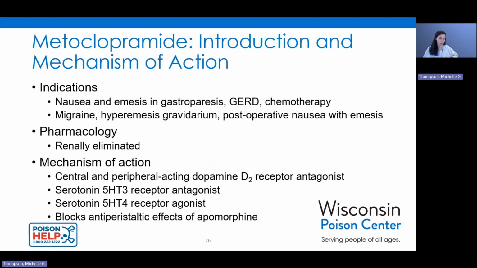It's important to note that metoclopramide is renally eliminated, and its mechanism of action really focuses on antagonism of central and peripheral acting D2 receptors. We also see antagonism at 5-HT3 receptors and agonism at 5-HT4 receptors. And then finally, it blocks the antiperistaltic effects.